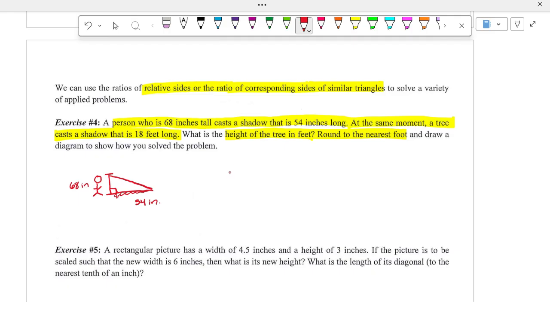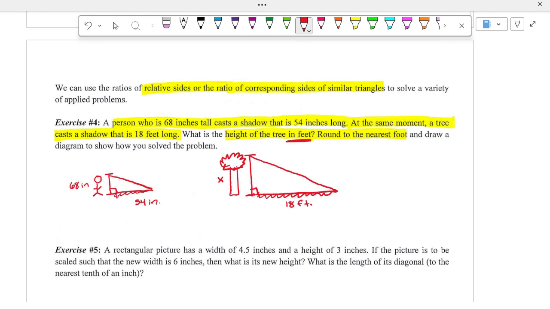Now at the same time, you have a tree. Not my best tree, but you get it. All right, that tree is, we don't know. All right, we want to know what the height of the tree is. Now, it casts a shadow that is 18 feet long. And again, we don't know what the height of the tree is. That's what we're trying to solve for. And it wants us the height of the tree in feet.